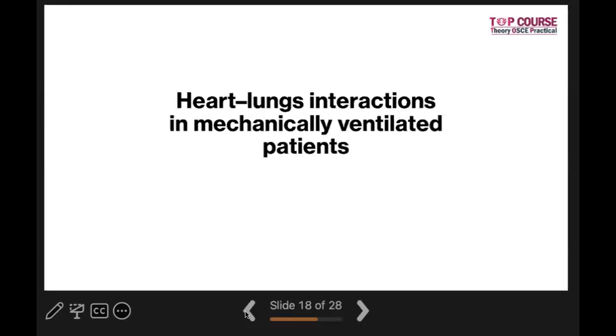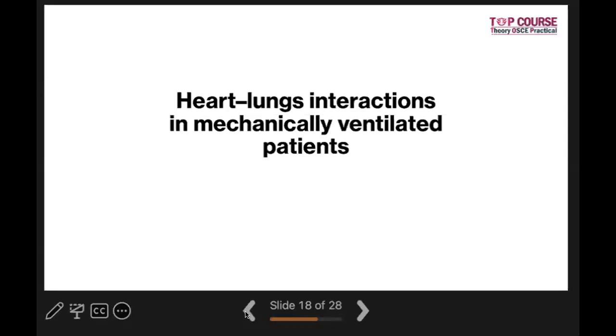So in a spontaneously breathing patient, during inspiration, the intrathoracic pressure goes down, the venous return increases, and the right ventricular preload increases. But because of the distension of the alveoli, there is an increase in the intra-alveolar vessel resistance and the right ventricular afterload increases. But because of the interdependencies, this effect is going to take time to reflect on the left ventricle. So the left ventricular preload is going to go down. And because of the increase in the transmural pressure, the left ventricular afterload is going to increase.